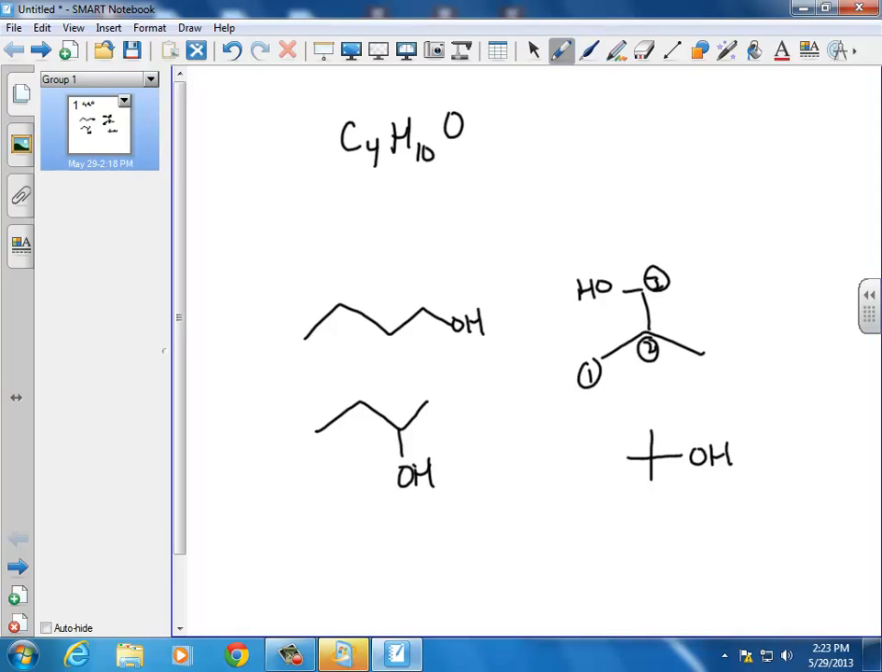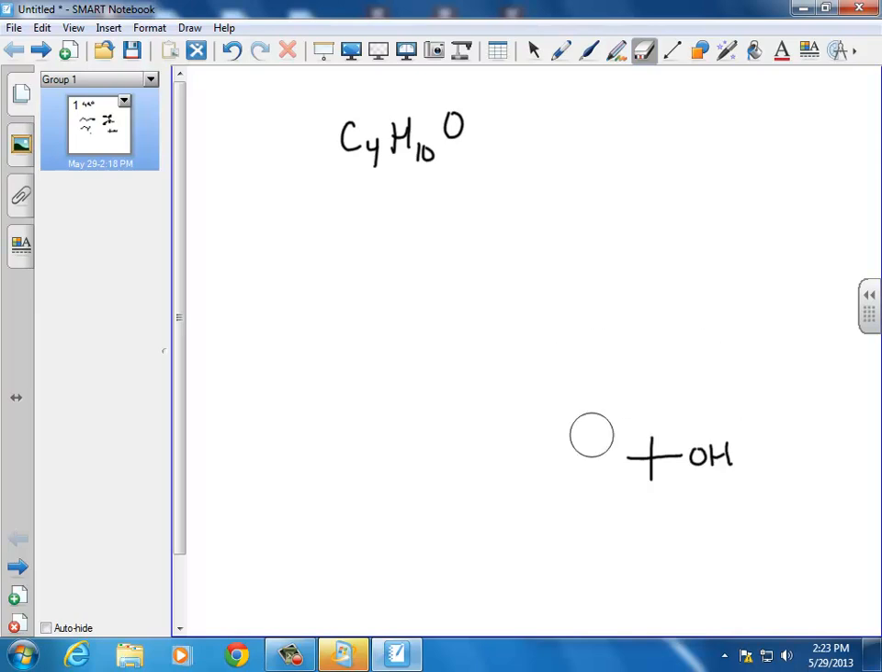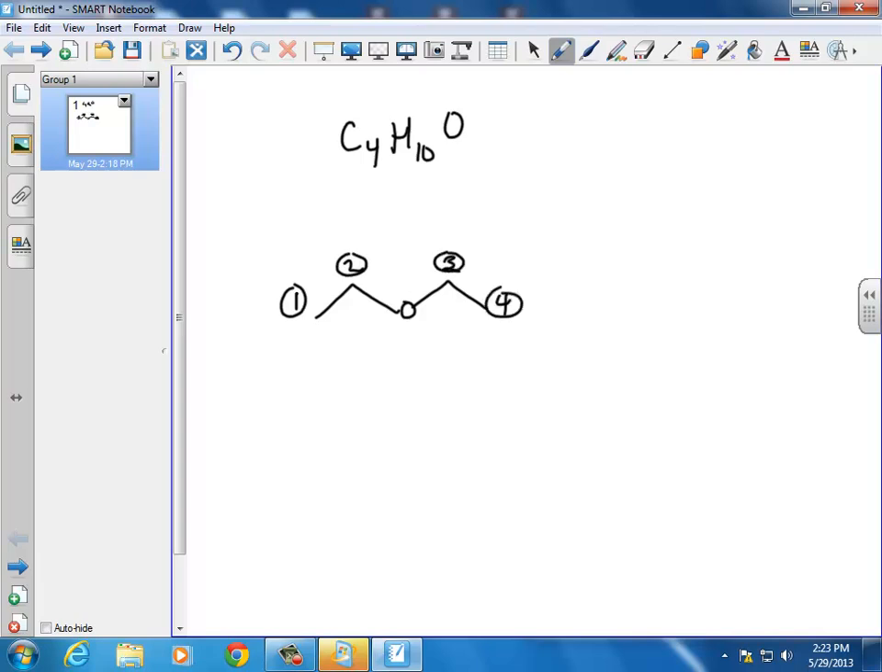Now let's look at another possibility, which would be ethers. Okay. One possible ether structure could be this compound. 1 carbon here, your second carbon, 3rd carbon, 4th carbon. Okay, count your number of hydrogens, that adds up to 10.